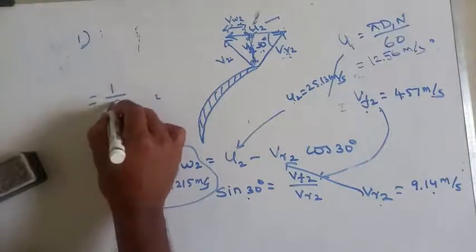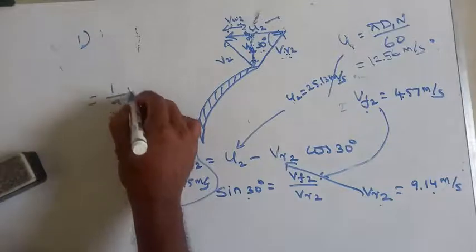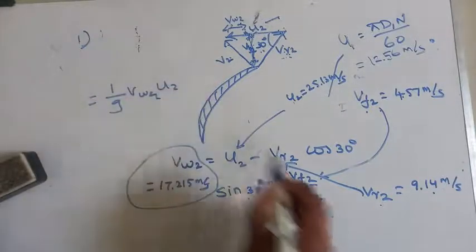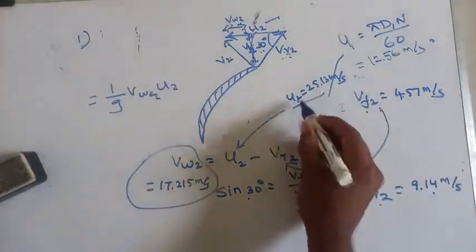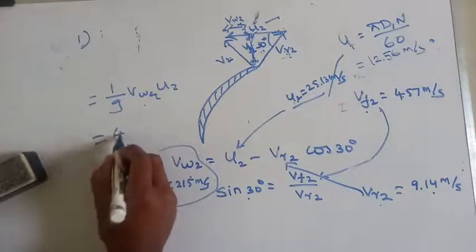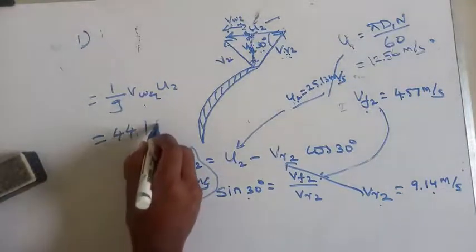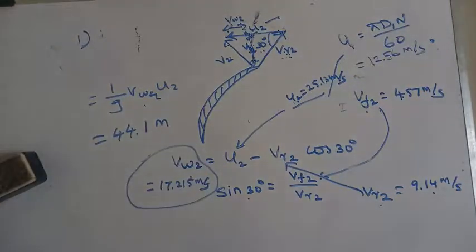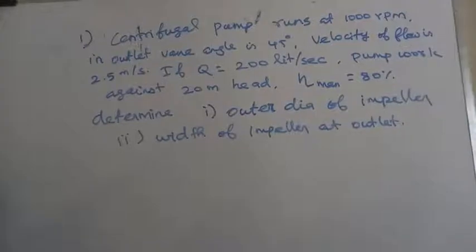If I know VW2, then the formula is simple. Work done per unit weight is nothing but 1 by g VW2 U2. I know the U2 value, I know the VW2 value. If I substitute both, I will get 44.1 meter. This is the work done per unit weight. Now let's see one more problem.